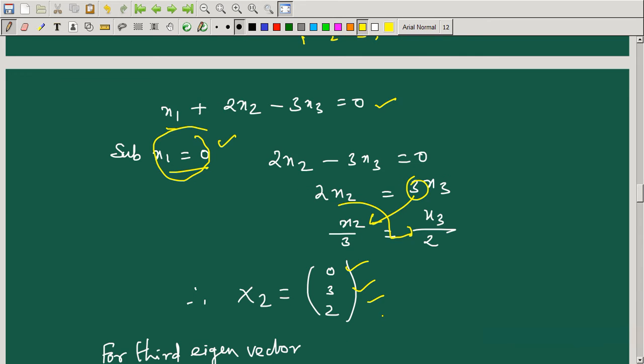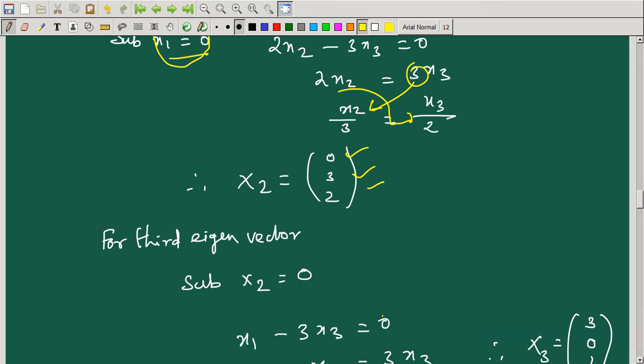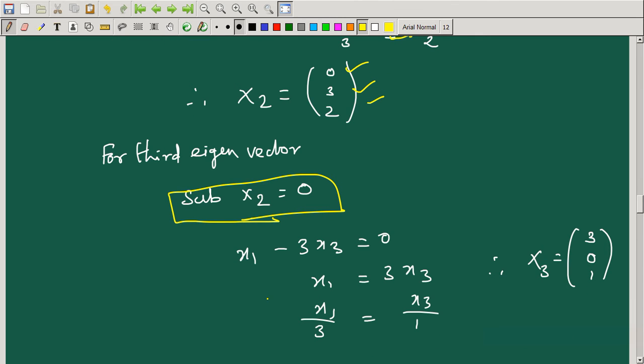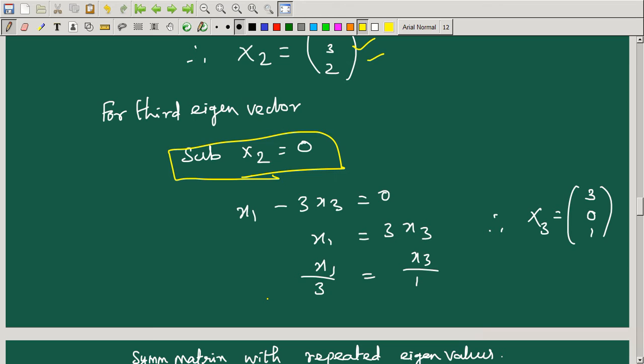Next, for the third eigenvector, you have to substitute in the same equation. Substitute x2 equal to 0. If you substitute x2 equal to 0, we will get x3. So this is the process for a non-symmetric matrix with repeated eigenvalue.